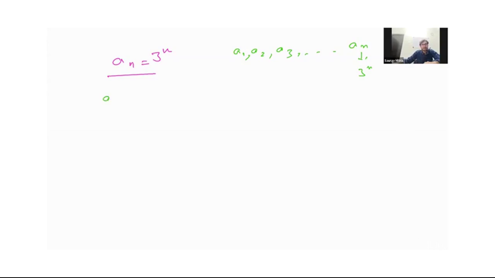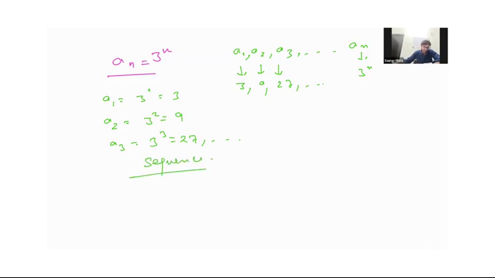So a1 means n is 1, put 1, it is your 3. What is a2? A2 is your 3 to the power 2, 9. That means this place value is 3, this place value is 9, this place value will be 27. Like this, a3, 3 to the power 3, is your 27, and so on. So this will be the complete sequence. So if the nth term is given, you can generate the sequence. We are not discussing whether they are AP or not. We have to generate a sequence like this if you are given the nth term.